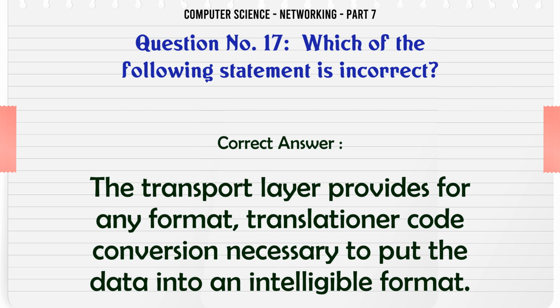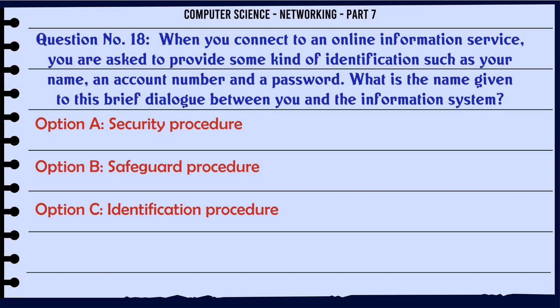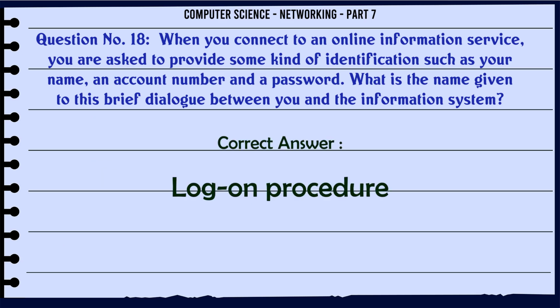When you connect to an online information service, you are asked to provide some kind of identification such as your name, an account number, and a password. What is the name given to this brief dialogue between you and the information system? A. Security procedure. B. Safeguard procedure. C. Identification procedure. D. Log-on procedure. The correct answer is log-on procedure.